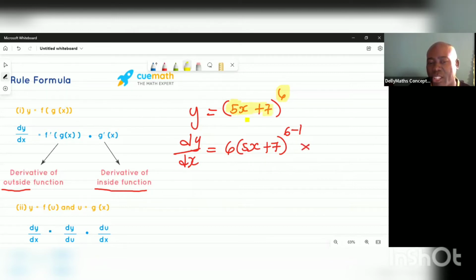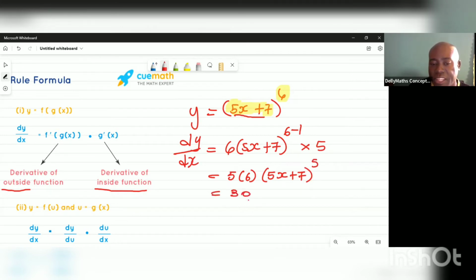So the inside function is 5x + 7. That becomes 5, because when you take the derivative of 5x + 7, the constant will give you a 0, and this part will just give us a 5. So at the end of the day, putting it together, we will have the 5 being multiplied by the 6, and then we still have 5x + 7 inside the bracket, and then it's reduced by 1, so it goes to the 5th power. So the final answer is 30 times (5x + 7) raised to the 5th.